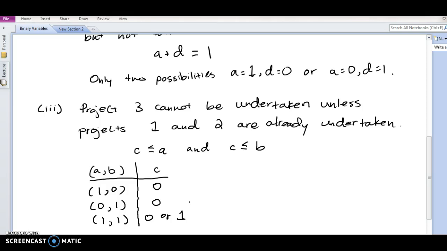So notice, basically C has to be less than or equal to A, and C also has to be less than or equal to B in all of these scenarios. The only way C can be 1 is when A and B are both equal to 1. If you tried to envisage any possibility where C is undertaken before A and B, it would look like A and B would have to be the pair 0, 0, and C would have to be 1, which would not satisfy our constraint up here. So that would not work for us. That basically tells us this is one way to write the constraint model using binary variables, just those 2 inequalities: C is less than or equal to A and C is less than or equal to B.